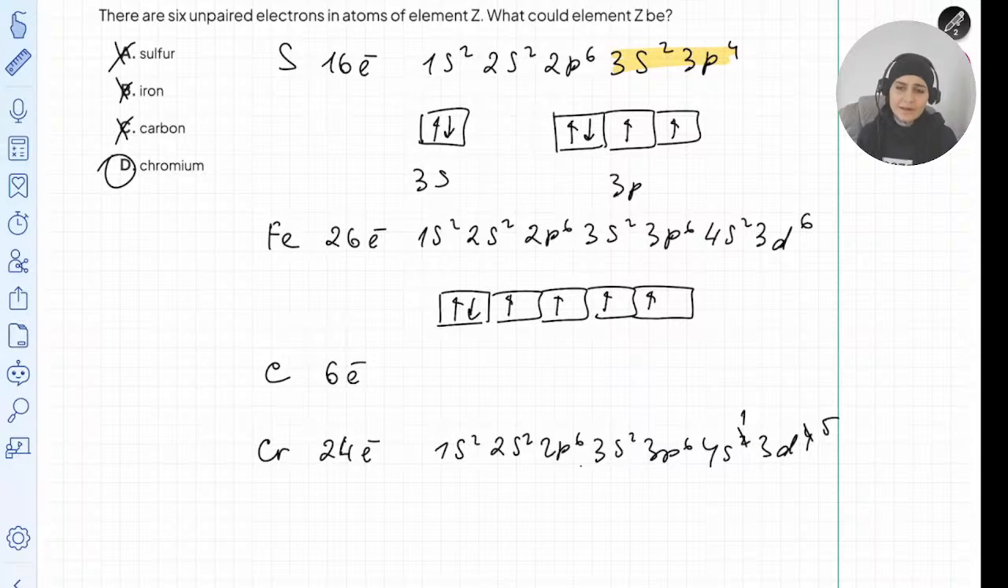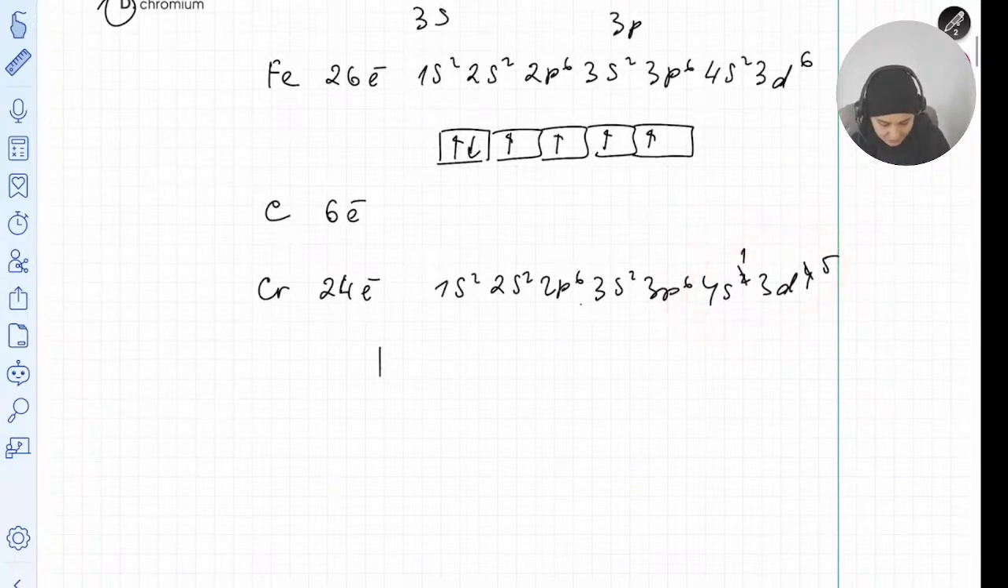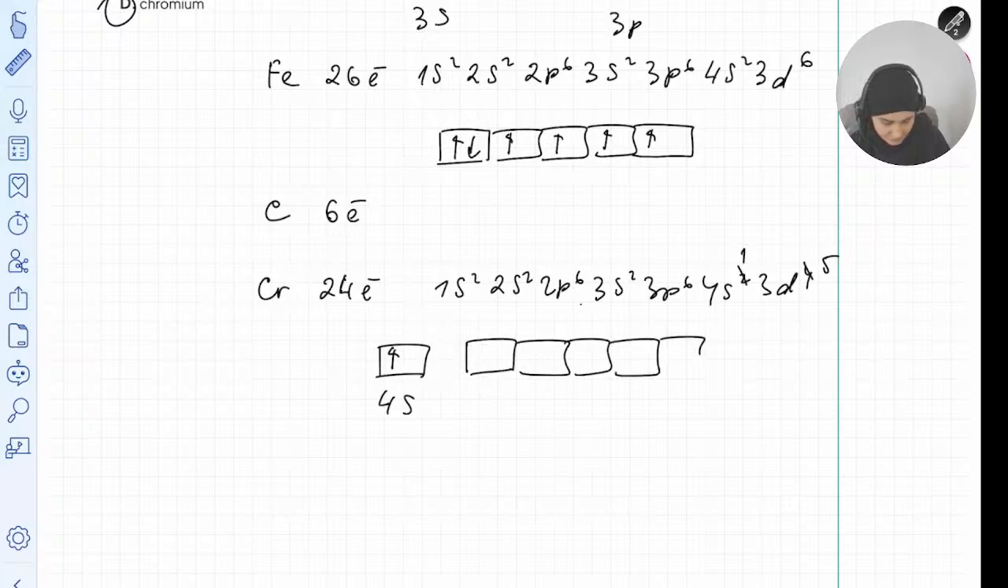Why that happens is not our problem. It just happens like this. They say that an exactly half-filled 3d is more stable. That's why an electron is promoted from 4s to 3d. And these are your 6 unpaired electrons. So 4s1, all of these are paired, obviously, because the subshells are complete. So 4s1, 3d5: 1, 2, 3, 4, 5, one at a time, so 6 unpaired electrons. Good.